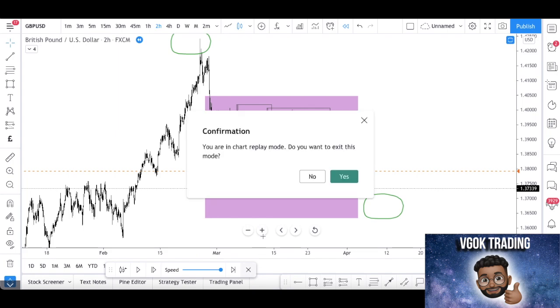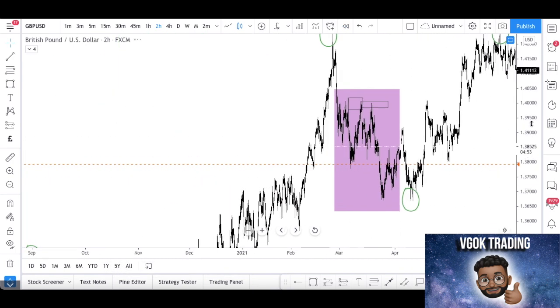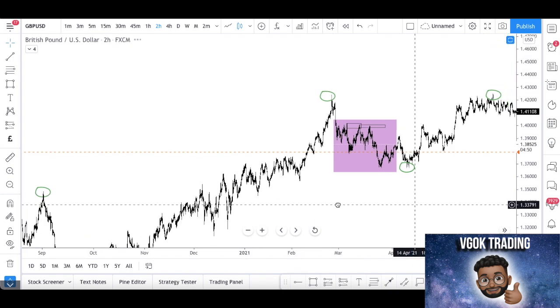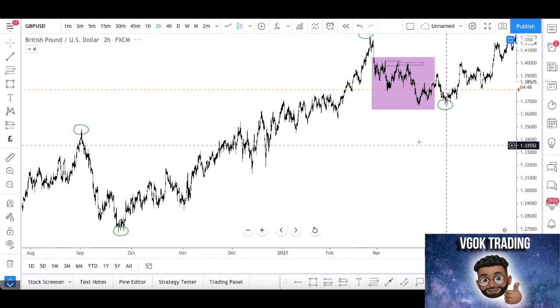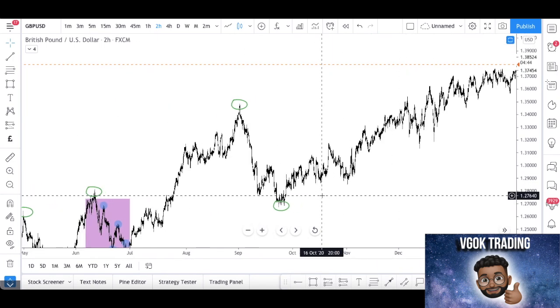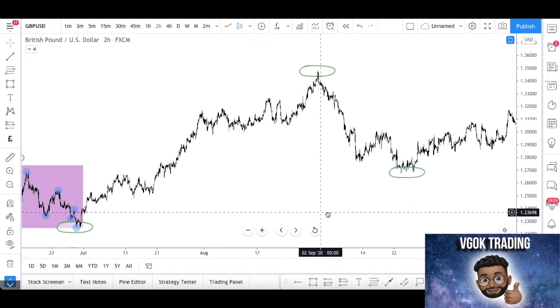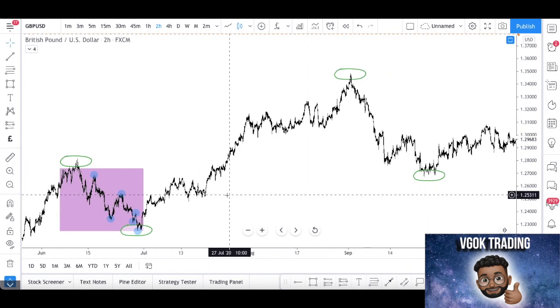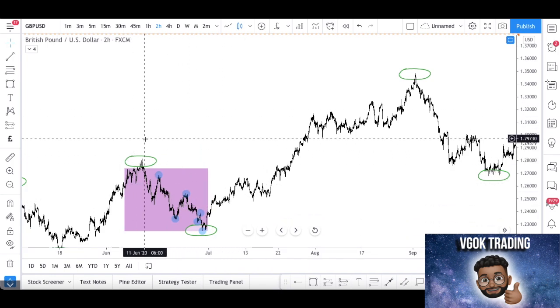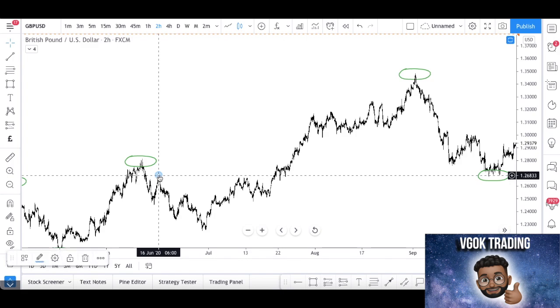So if I exit the replay mode, I'm going to go back to an area where we saw a higher low, and I'm just going to map out for you guys whereabouts you'll be able to see these sorts of breaks of structure. So let's go to this area right here. Now we can start to see. Let me get rid of all this right there.